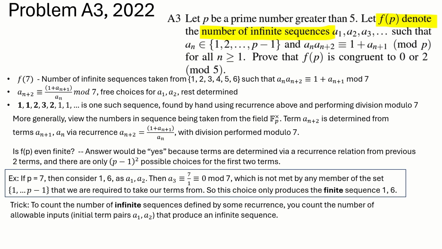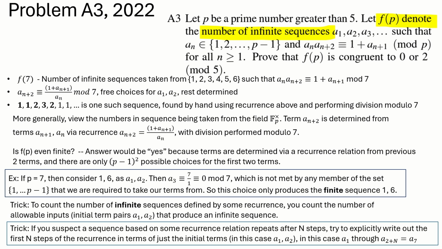It would help if our sequences were periodic with some period n, so that we could check only the first n terms and make sure that they are not 0 mod p, which would prove that we have an infinite sequence of integers taken from the set 1 through p minus 1.